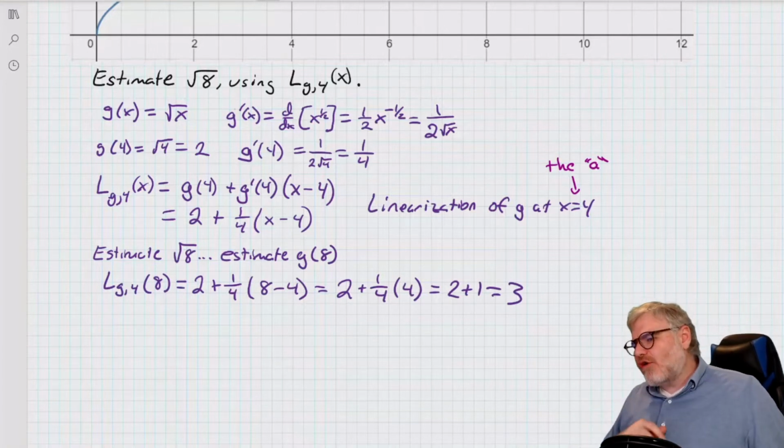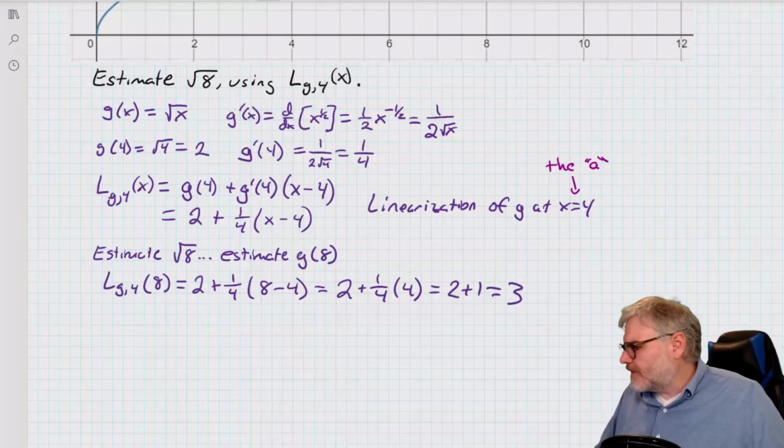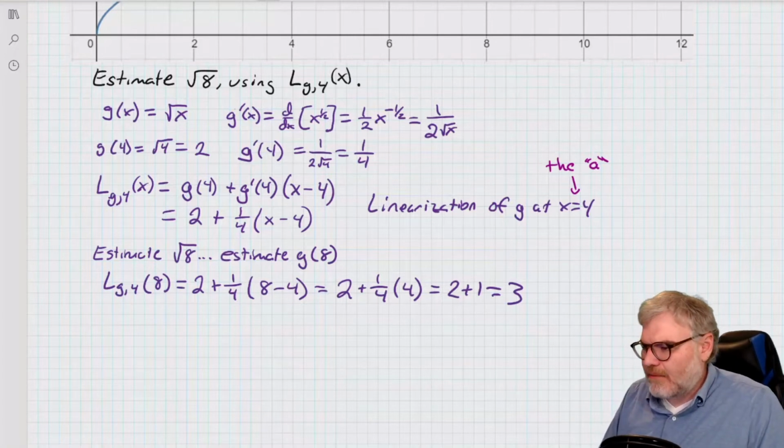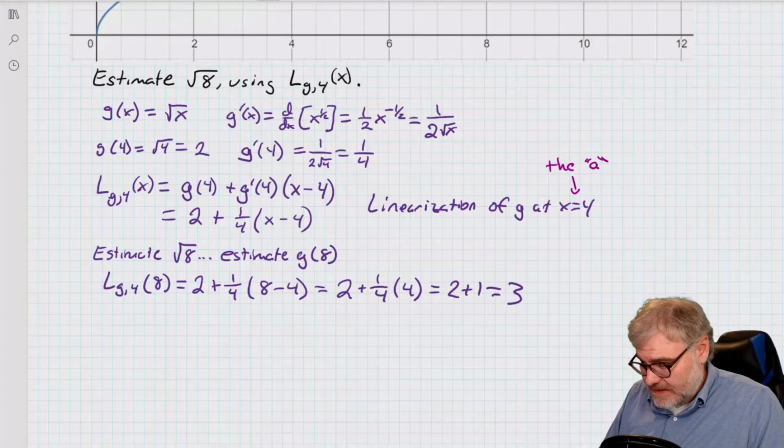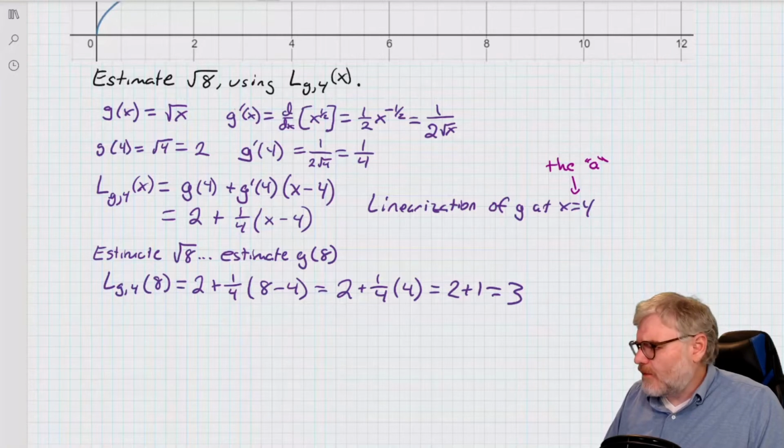Now, how good of an estimate is that? Well, if I plugged it into my calculator, I wouldn't be the happiest person in the world with that estimate. Again, I'm a little bit far from my base point, but it's actually not bad, especially for some applications.